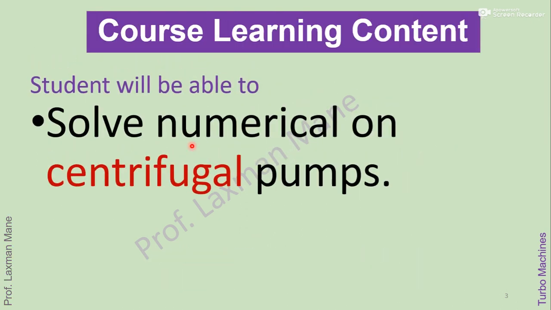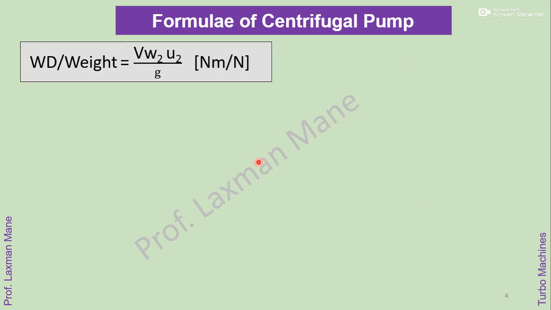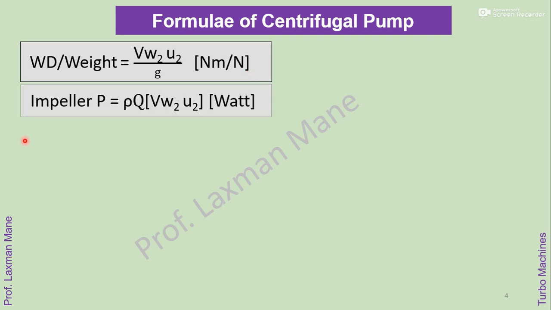In this session, you will be able to solve numericals on centrifugal pumps. Let us take a review of the formulae of centrifugal pump. Work done per unit weight is equal to Vw2 U2 upon g in Newton meter per Newton. Impeller power is equal to rho Q Vw2 U2 in watt. Discharge Q is equal to pi D2 B2 into Vf2.